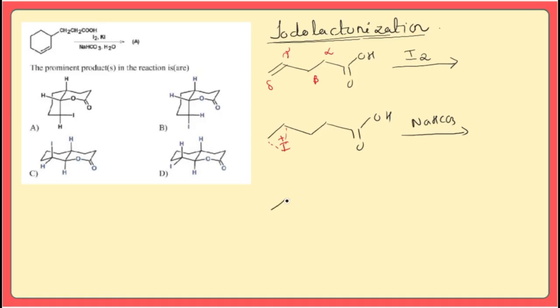Now, the second step is the abstraction of the proton because you're using a base here. So what is it going to form? It's going to form a carboxylate ion, right? So here this iodine will still be in the plane. Now, when this oxygen attacks here, 1, 2, 3, 4, 5, it's going to form a 5-membered ring, right? So how do you write the structure of the product? This is a cyclic ester. Therefore, you are going to call this a lactone, right?